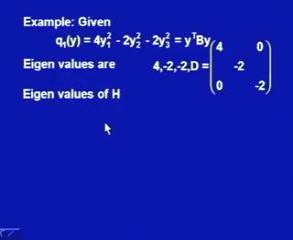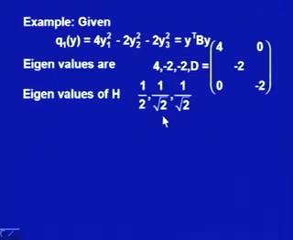Then the eigenvalues of H will be the square root of 1 by lambda. So, it is 1 by 2, and then the next eigenvalue will be 1 by the square root of the minus of the eigenvalue. So, that is why it is coming out to be 1 by root 2, and another eigenvalue of H will be 1 by root 2.